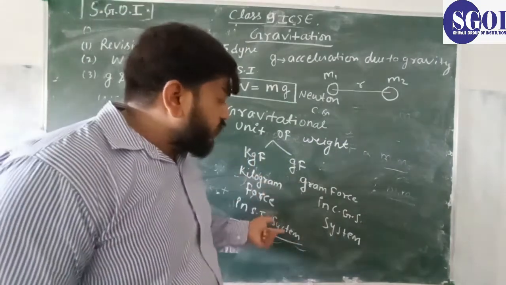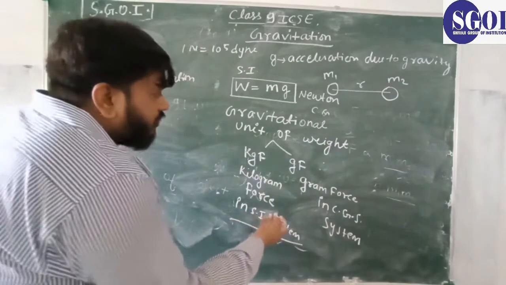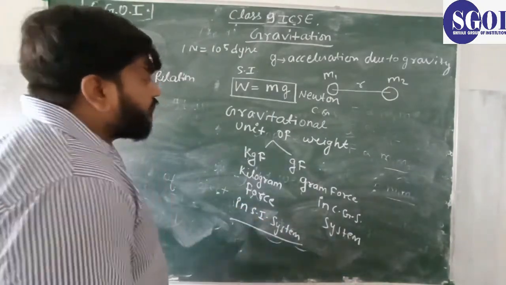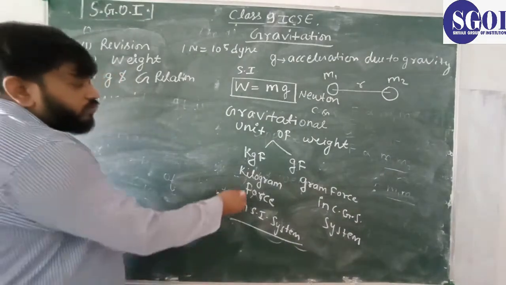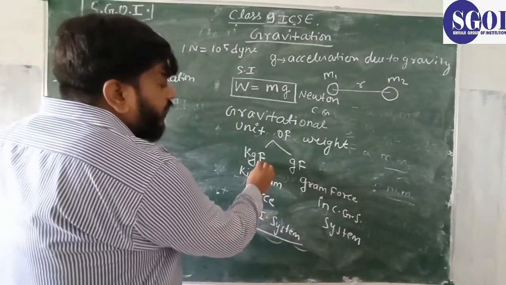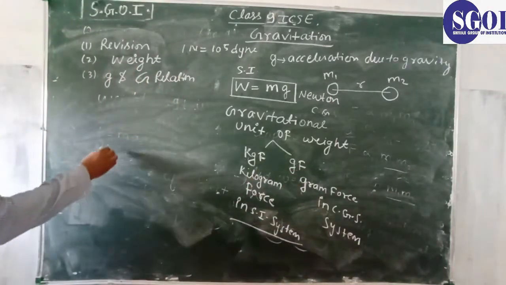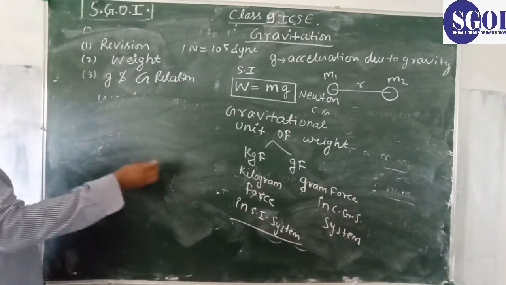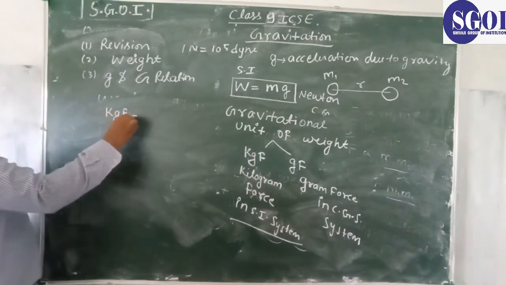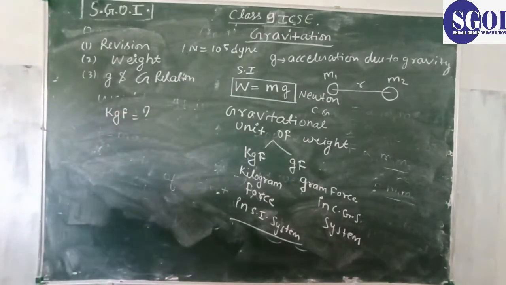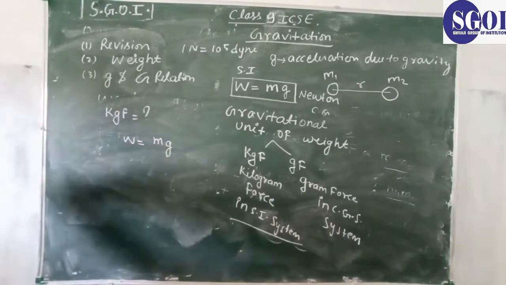There can be a question related to these units, where you are given a problem. So we are going to find the relation between kgf and gf. Just find the relation between kgf and gf. What is kgf? Just define kgf first. We know W equal to mg.